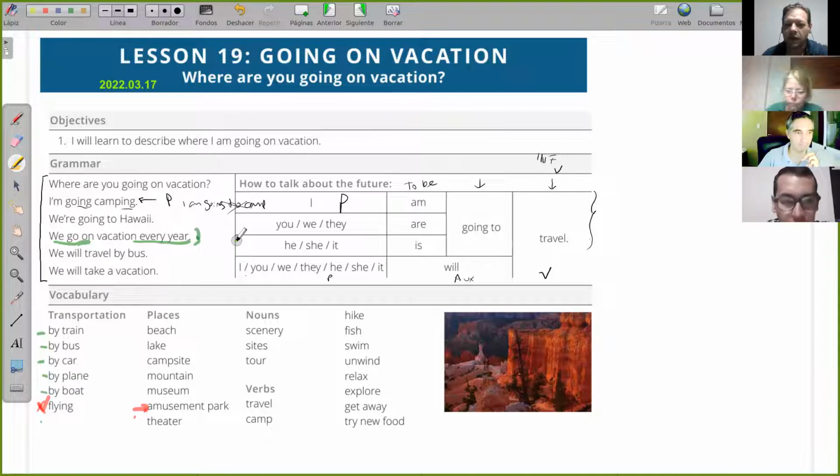Which is the most famous? Disney World. Which one? Disney World or Disneyland. You know, they say Disney. It's not Disney, like we say it in Spanish. No? Disney World. Okay.